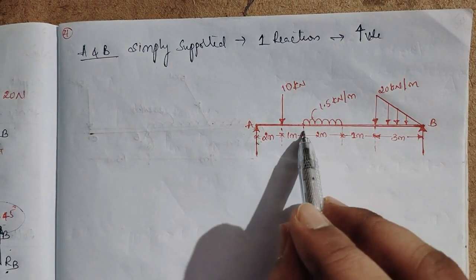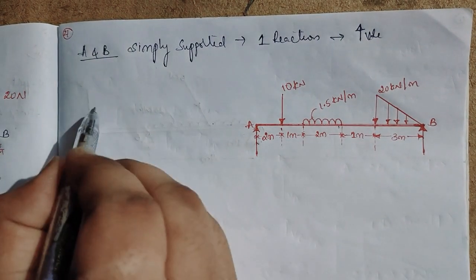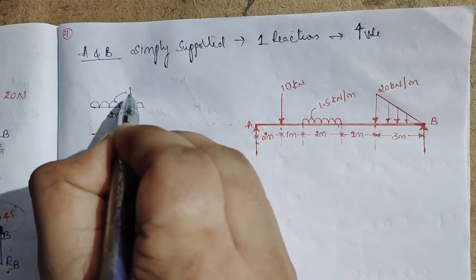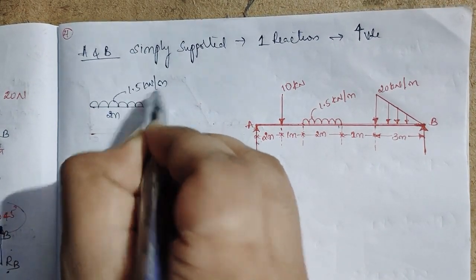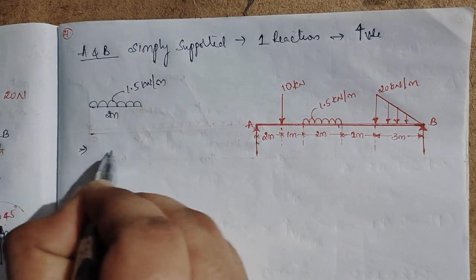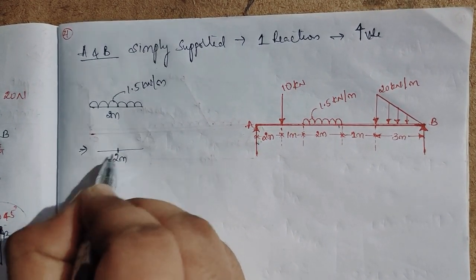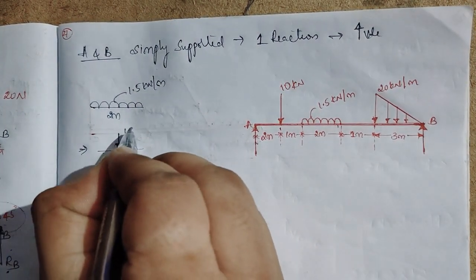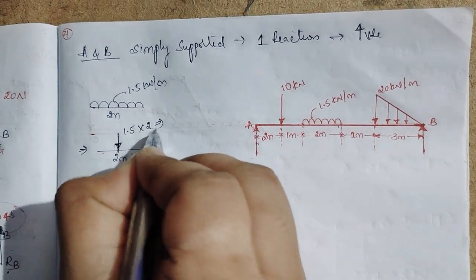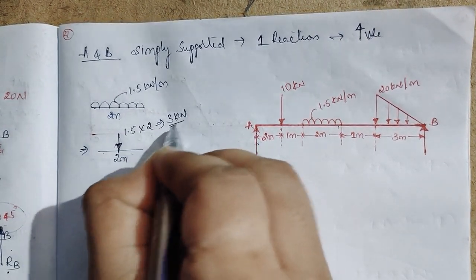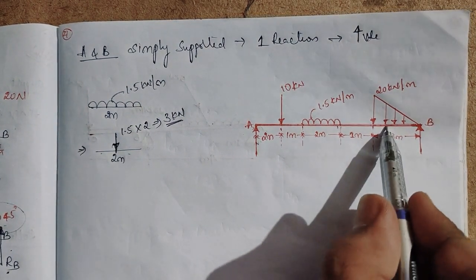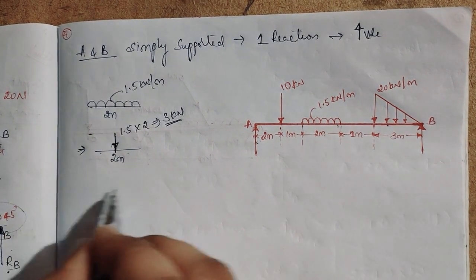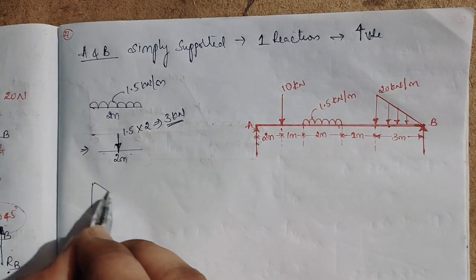So we have one UDL. How much is the UDL? It is up to a span of 2 meter, with an intensity of 1.5 kilonewton per meter. So how to convert this to a point load? Just take that 2 meter, mark 1 meter at the midpoint. It will be a point load of 1.5 into 2, that is 3 kilonewton. Okay, we have another triangular load, or you can say uniformly varying load. So how to calculate that one? It is a uniformly varying load, right?